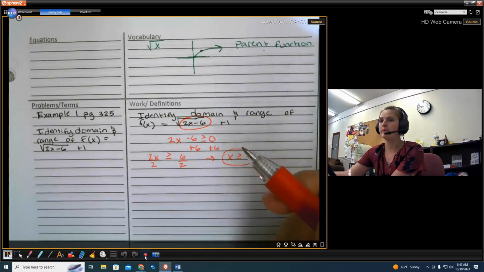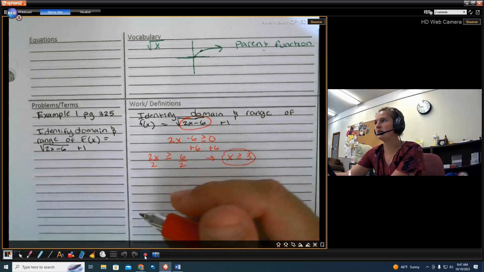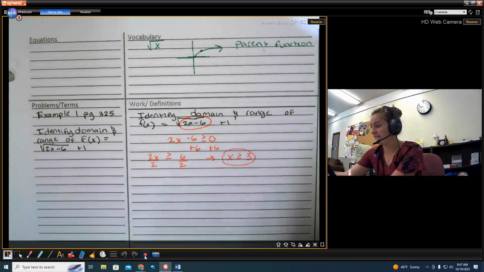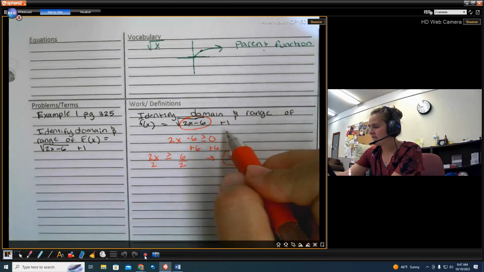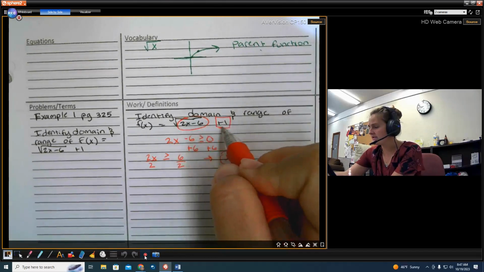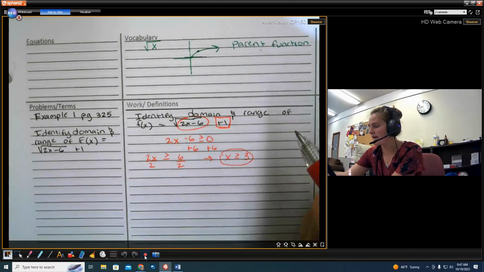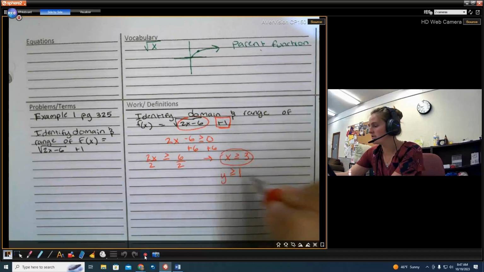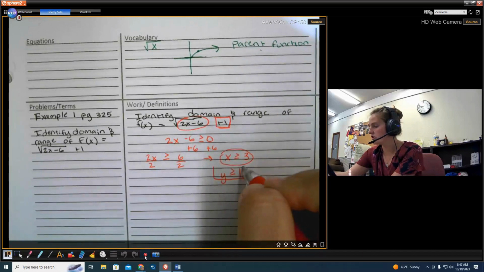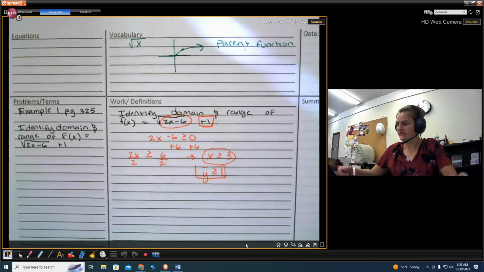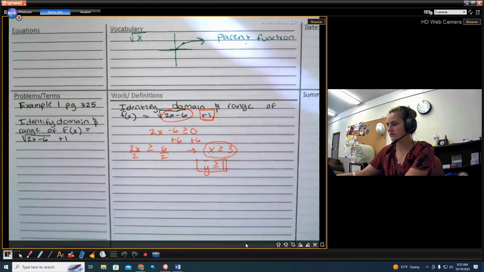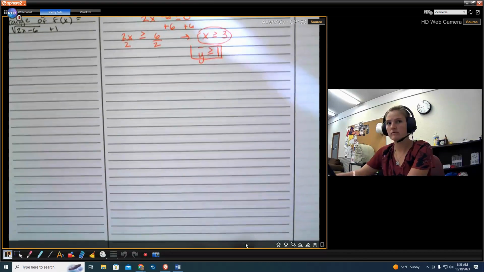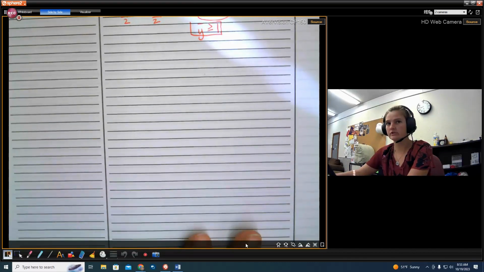Our domain is going to be shifted to the right 3, or left 3, sorry, my bad. And then this right here is switching the y's, and so our y is actually just being shifted up 1. So y is going to have to be greater than or equal to 1. So these are our domain and range. So we just did example 1, so let's move on to example 2.